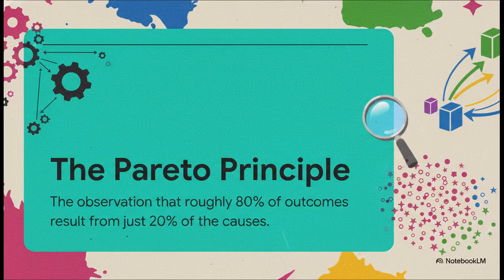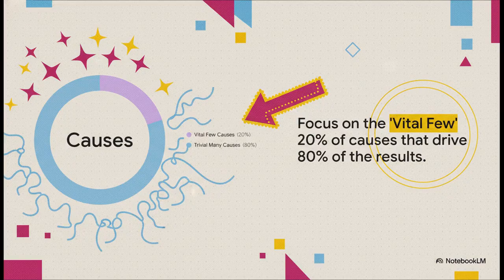So what is it really? It's a simple but kind of profound observation. For most things in life, roughly 80% of the results you get come from just 20% of the effort or causes. This means a tiny handful of factors are responsible for the vast majority of your outcomes, both the good stuff and the bad stuff. When you see it laid out visually like this, it just clicks, doesn't it? Your job as a problem solver or a leader isn't to fix everything. It's to learn to ignore the trivial many, that 80% of stuff that doesn't move the needle, and focus all of your energy and resources on that vital few 20%.